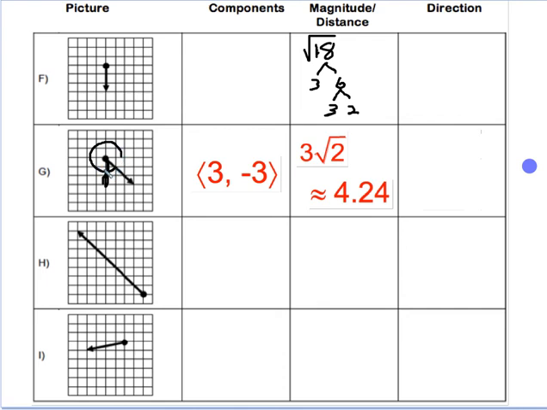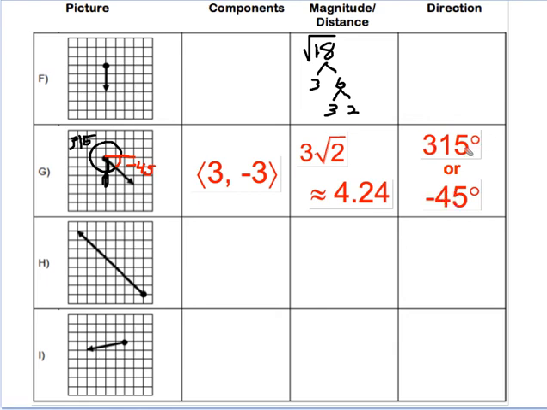So this is 270. So this would be what? 270 plus 45, 315 degrees. Or I can go have a negative angle and go from here to here, and this would be negative 45 degrees. So I can either have positive 315 or negative 45 degrees.